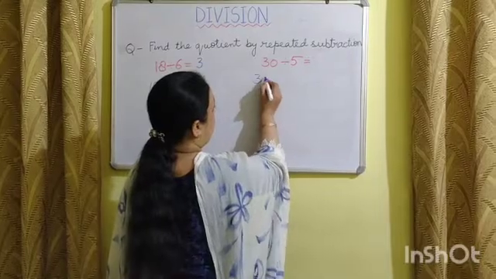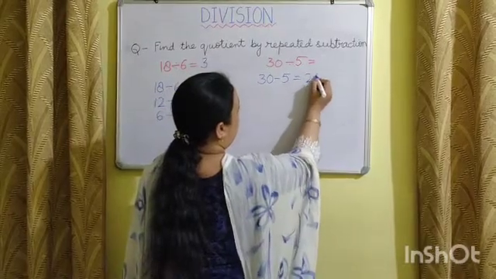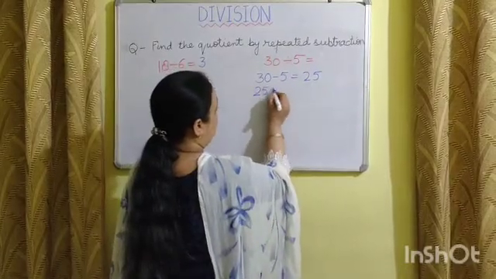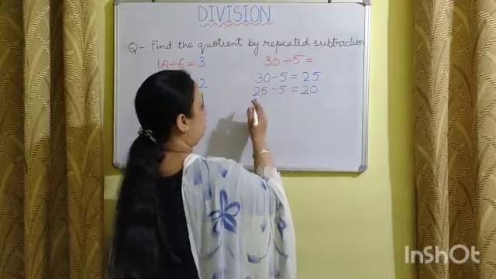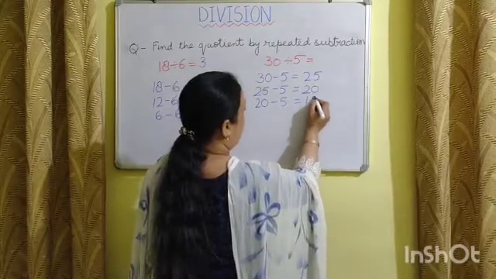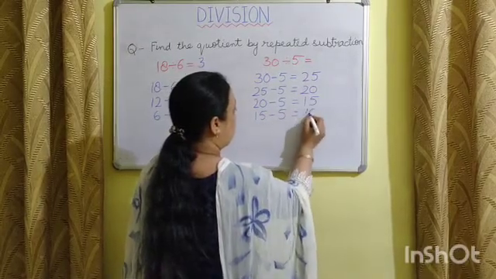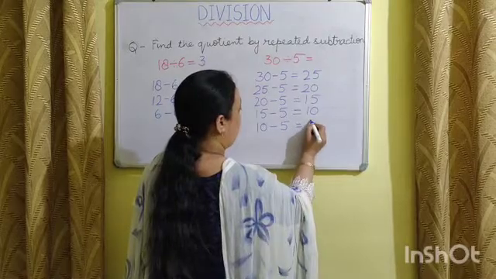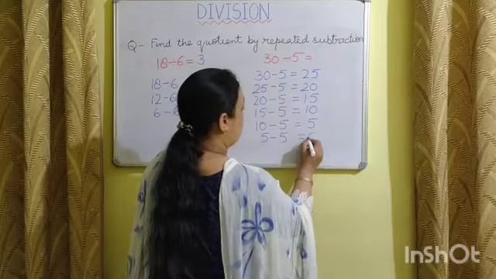Next we have to divide 30 by 5. So first we will subtract 5 from 30. That will be 25. Now from this 25 you will again subtract this 5. And you will get the answer 20. From this 20 again we will subtract 5. And we will get 15. From 15 subtract 5 again and we will get 10. From this 10 once more we are going to subtract 5 and we will get 5. Finally we subtract 5 from 5 and our answer is 0.